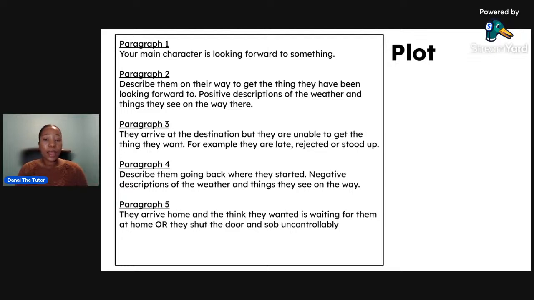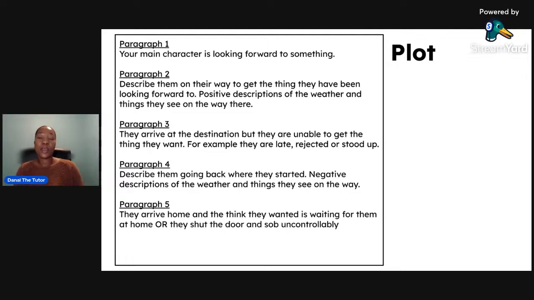Okay. Then finally, paragraph five, they arrive home, okay, and the thing they wanted is waiting for them, or they shut the door and sob uncontrollably. So at the end of it, you can choose your ending.